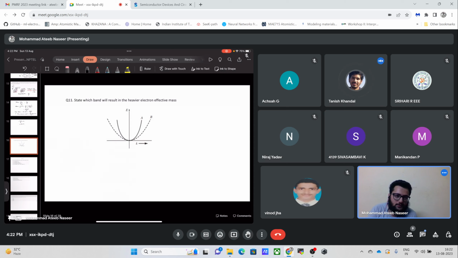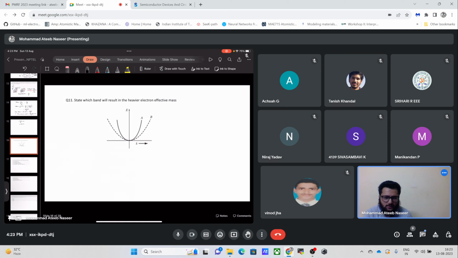Oh, okay. We were discussing this question. I think the A curve will have higher effective mass when compared to B. Any other answer? Thank you, Shrihari. Any other answer?